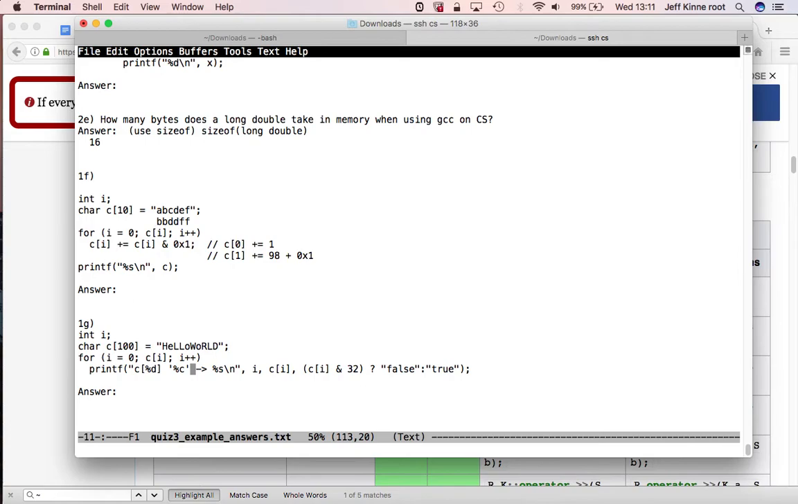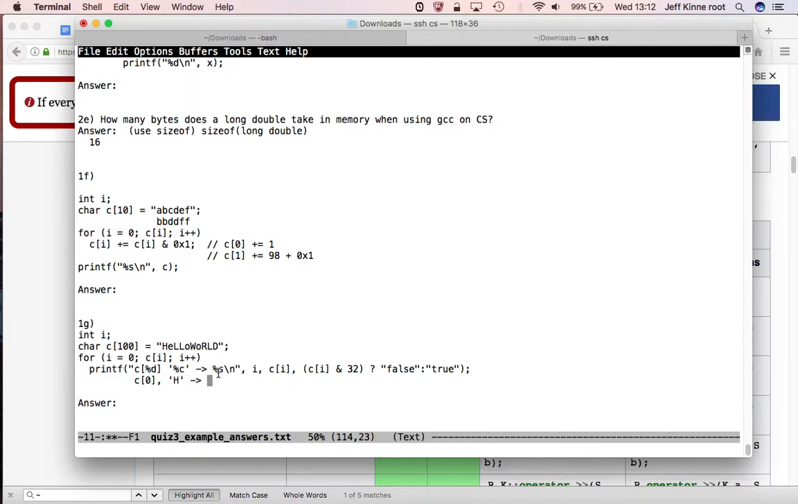Alright, so that's a good question. That's fun. Alright, let's look at this one. Same kind of loop here. We're going to go through each letter in the string. And this gets kind of strange. So let's see. We're printing I, C bracket I, and 32. False or true. Okay, so let's just look at the first one. So the first time through, we're going to print C bracket 0, and then the character, so H.